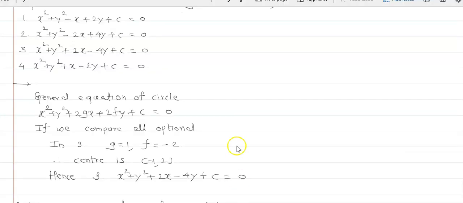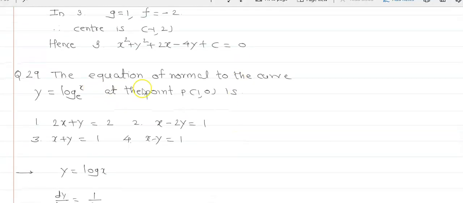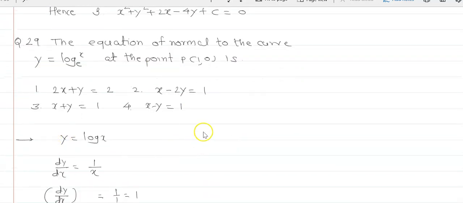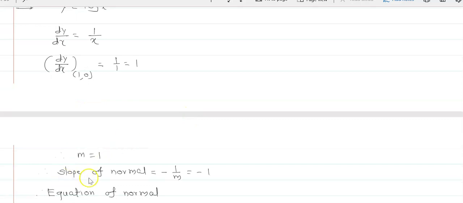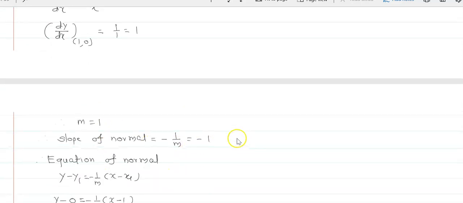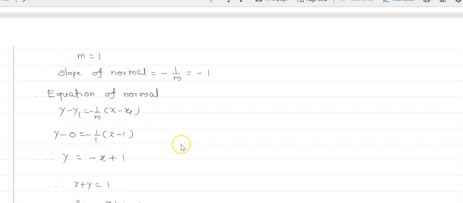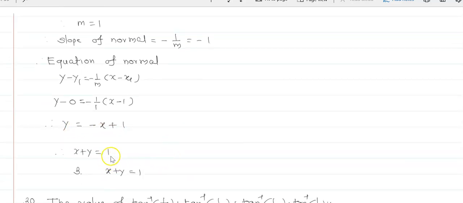Again, you can see this answer. The equation of the normal to the curve y is equal to log of x to the base e at the point (1, 0): y is equal to log x, dy by dx is equal to 1 upon x. At the point (1, 0), the slope is 1, m is equal to 1. Slope of the normal is minus 1. Equation of the normal, y minus y1 is equal to minus 1 upon m times x minus x1. Substitute the values, y is equal to minus x plus 1, x plus y is equal to 1, and option 3 is the correct one.